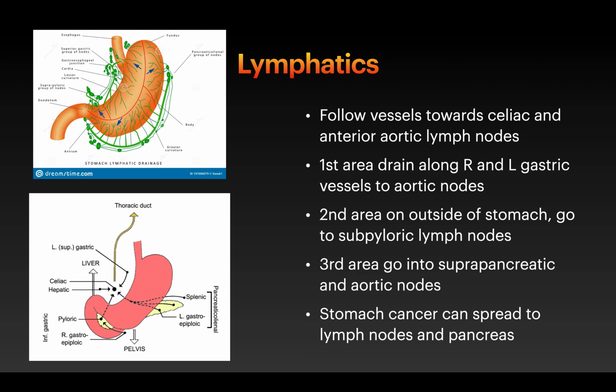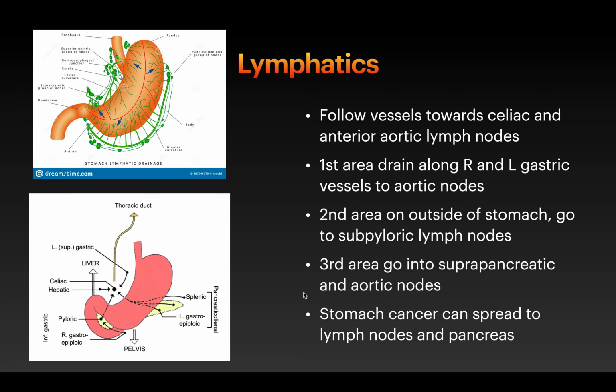Okay, so the lymphatics follow certain routes. The first area will drain along the right and left gastric vessels to the aortic nodes, and then the second area, it's on the outside, those will go to the subpyloric nodes, and then the third area will go into the suprapancreatic nodes, and then all of that eventually will drain to the aortic nodes, and then from there into the internal vena cava. Oh, I'm sorry, not into the internal vena cava. It'll go into the thoracic duct. Sorry.